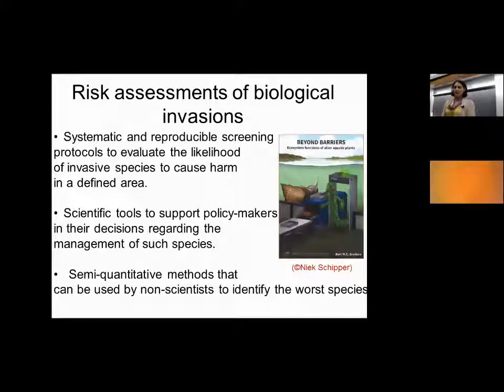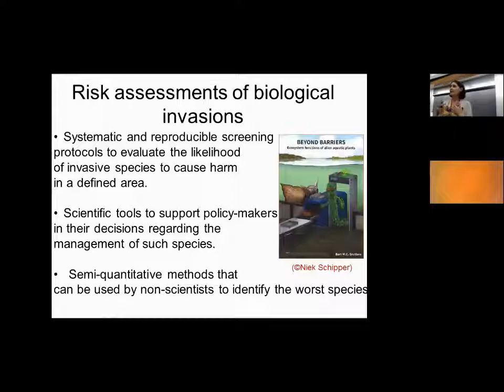And we have developed risk assessments of biological invasions, and these are systematic and reproducible screening protocols to evaluate both the likelihood of invasion and whether species will cause harm. These are scientifically based tools that try to support policymakers in their decisions regarding the management of invasions. The good thing about them is that they are not complicated to use, and they provide semi-quantitative measurements of the species.